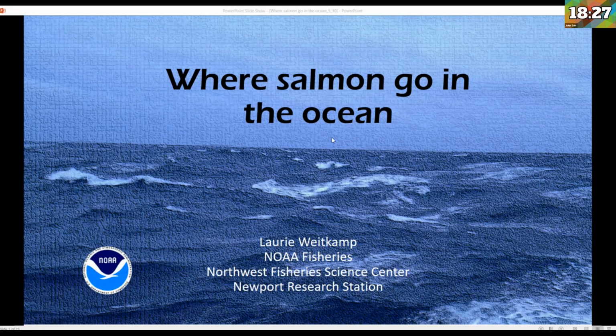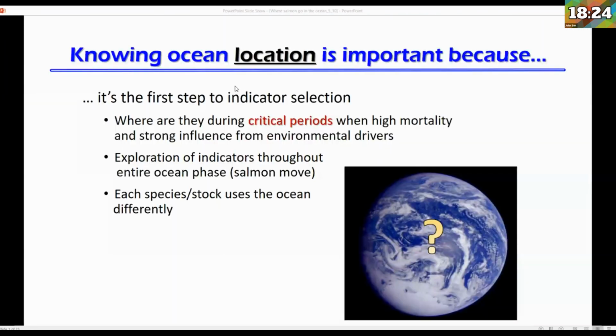I'm going to be talking about where salmon go in the ocean, because I think it is an important first step to select environmental indicators you're interested in. It's really important to know where they are during critical periods when the mortality is high and there's strong influence from environmental drivers. For example, you probably wouldn't use air temperature in Paris, France to help you predict chum salmon from the Yukon River. So you need to know where these fish are. It's also important to know where they are throughout the ocean phase in case you want to look at indicators later in life after these critical periods, because salmon are moving around in the ocean.